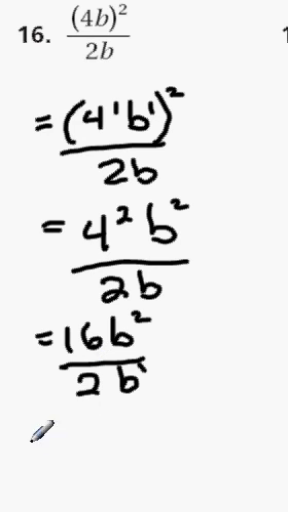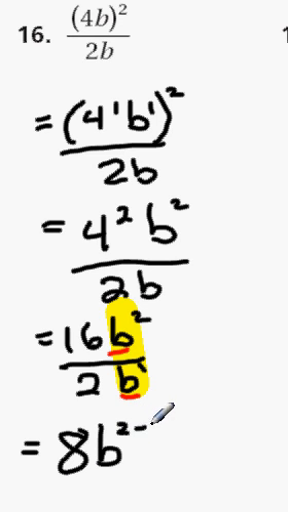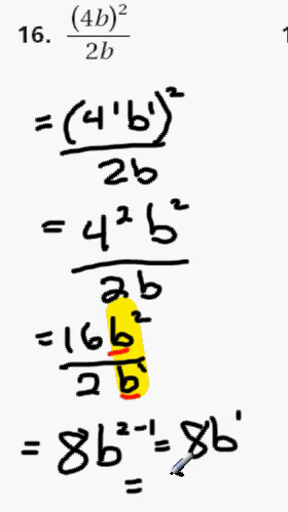Alright, so 16 divided by 2, 8. Now, looking at b squared divided by b to the first. When the bases are the same, so I have a b and a b, and dividing, you subtract their exponents. So I'm going 2 minus 1. So this becomes b to the 2 minus 1. And 2 minus 1 is 1. So that's equal to 8b to the first. In turn, this becomes 8b.